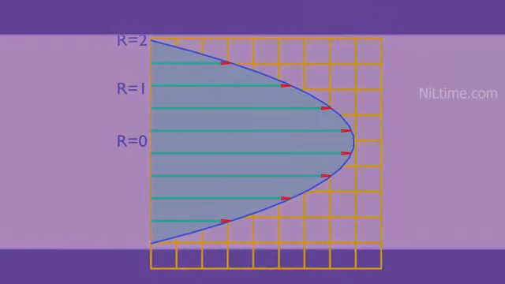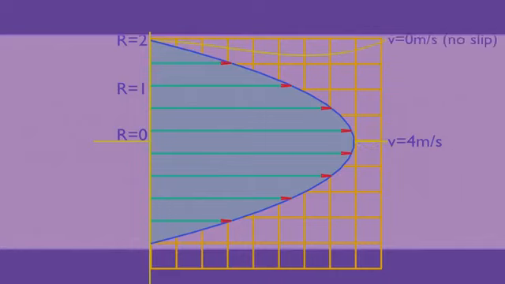For example, at the center of the pipe, r equals 0, velocity is 4 meters per second, and similarly, at the wall of the pipe, velocity is 0, which is due to the no-slip condition.